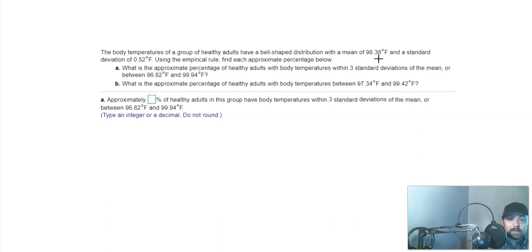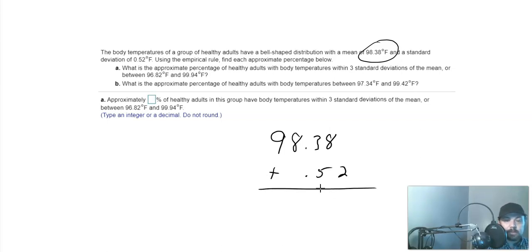So, what's one standard deviation away? We have 98.38. That's the mean. How far is one standard deviation away from that? Well, if I add the standard deviation, which is 0.52, I get 98.90. So that's not one standard deviation. Sorry, I didn't mean to cross it out. This is not one standard deviation away.